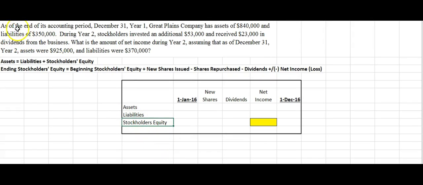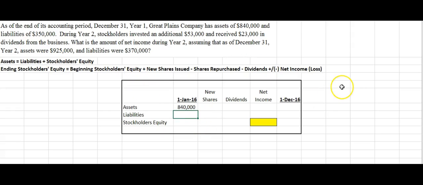When it says as of the end of the accounting period, December 31 of year 1, you know that the beginning of year 2, which would be January 1, is going to have the same information, right? The end of December 31, 2016 will be the same as the beginning of January 1, 2017. So if this company ended December 31 of year 1 with $840,000 in assets, it began year 2 with the same thing, $840,000.